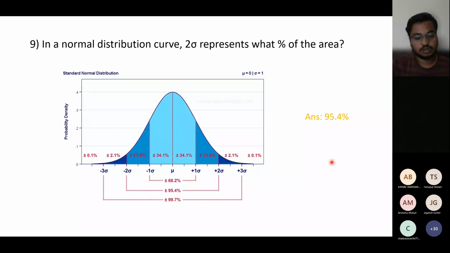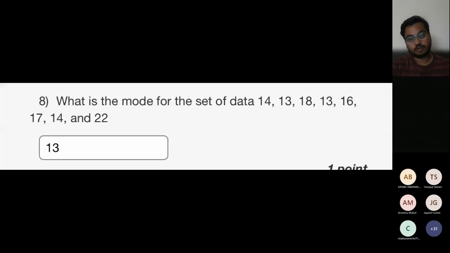Sir, I have a doubt. The question asks for 2 sigma on the plus side, so will 2 sigma cover both, plus and minus? Plus minus, yes. If a question does not mention it specifically, say you have to calculate the area from 0 to plus 2 sigma or from 0 to minus 2 sigma, you assume it's the area between minus 2 sigma and plus 2 sigma.